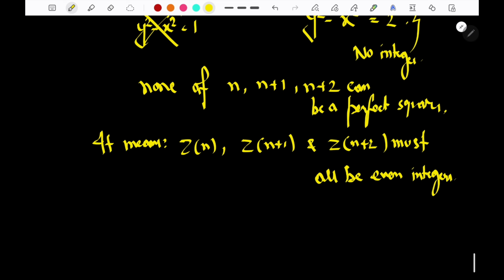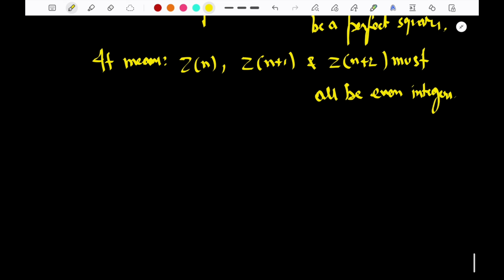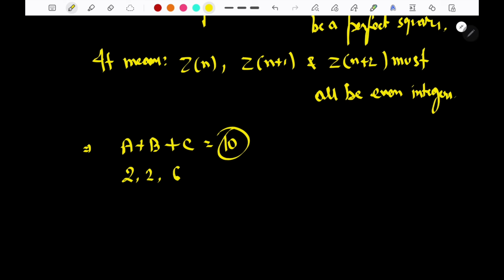Done. So what are the possible sets for these even integers? Let's see the possibilities. We need a plus b plus c equal to 10 and all of them even. So we can say 2, 2, 6. We can say 2, 4, 4. Are there any other possibilities? We'll check all the possibilities here.